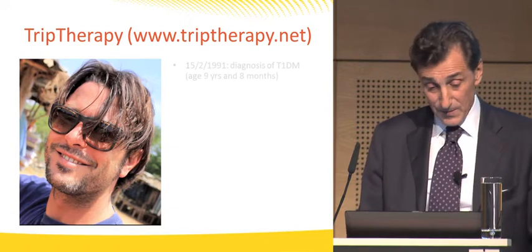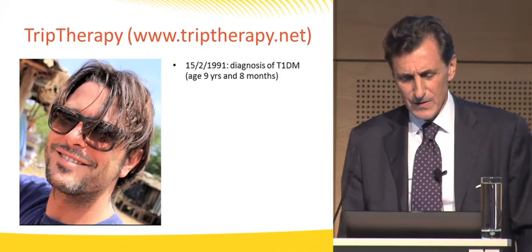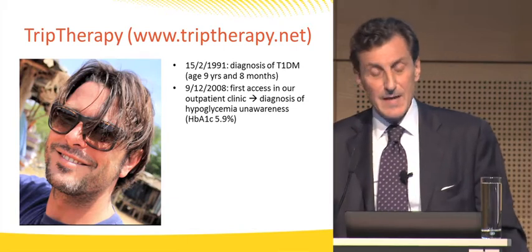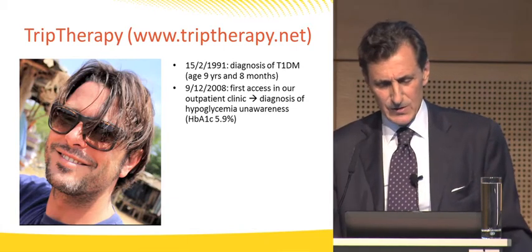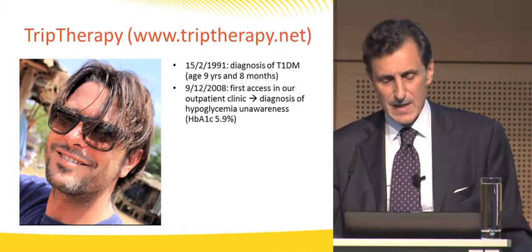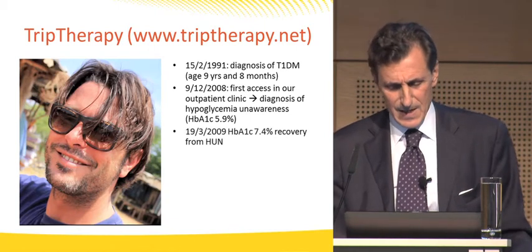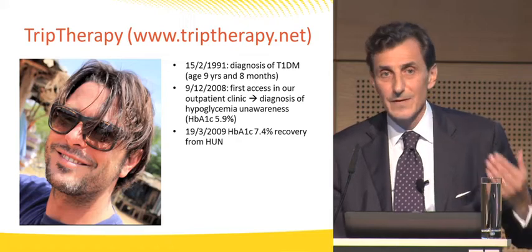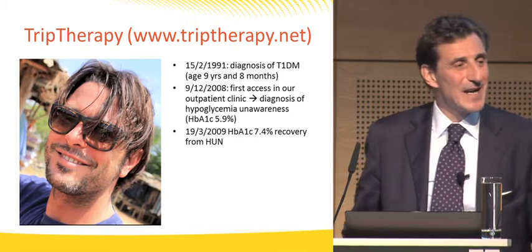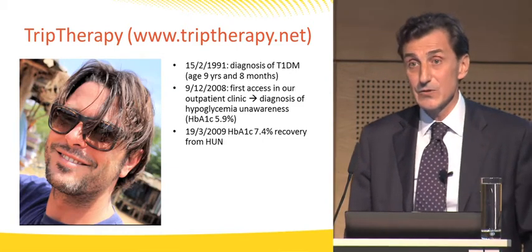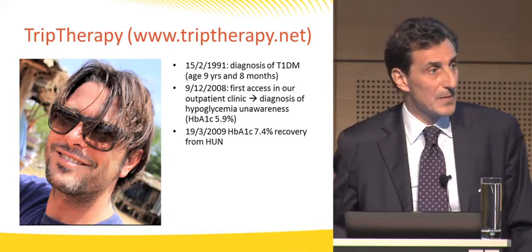Finally, I would like to introduce you to Claudio. Claudio is a 32-year-old gentleman. He was diagnosed with type 1 diabetes when he was 9, in 1991. He came for the first time to our outpatient clinic in 2008, where we diagnosed hypoglycemia unawareness. His HbA1c was 5.9. Then, with the traditional diary, we tried to avoid hypoglycemias, and after 3 months his HbA1c rose to 7.4, and he recovered from hypoglycemia unawareness.